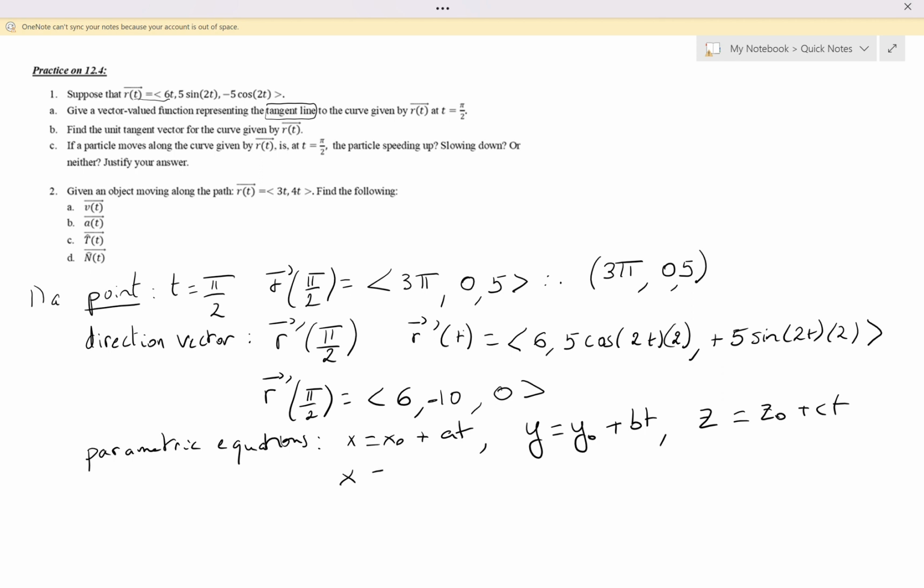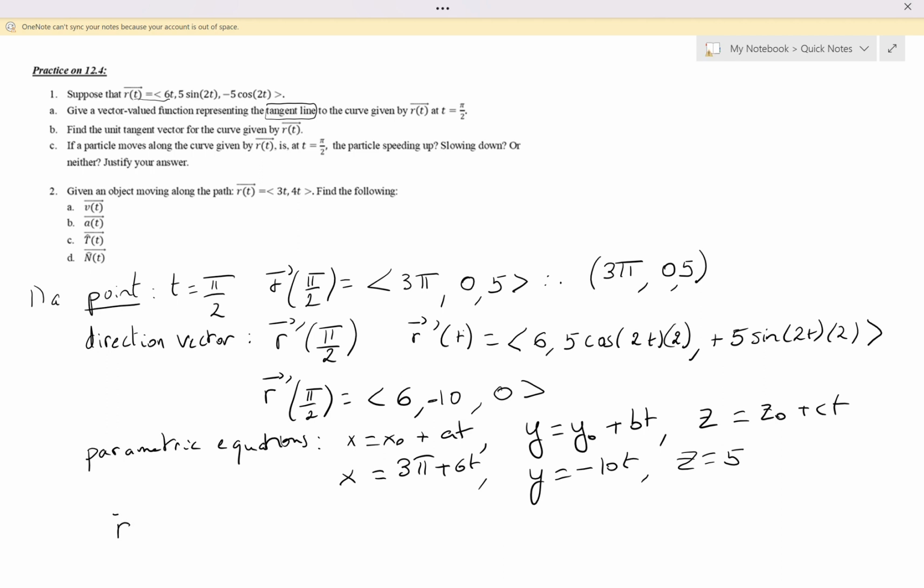So if we do that, we get x equals 3 pi plus 60, y equals y0 is 0, minus 10t, and z is going to be 5, and c is 0. So that's going to be the parametric equation. But notice here, I ask you to give a vector valued representation.